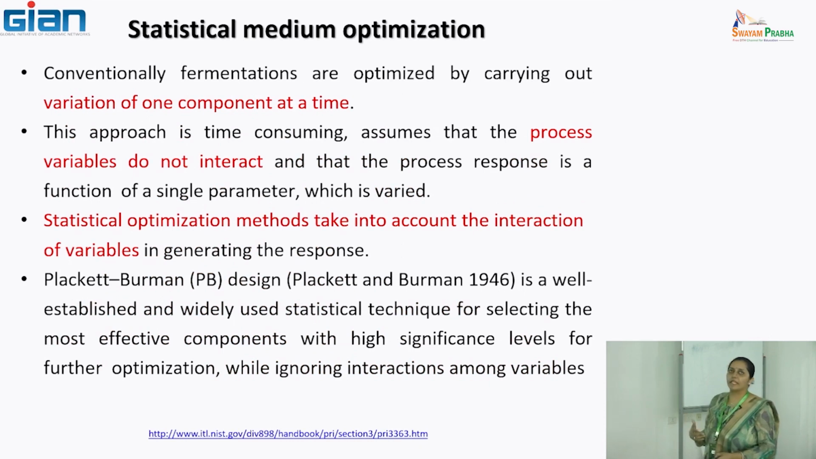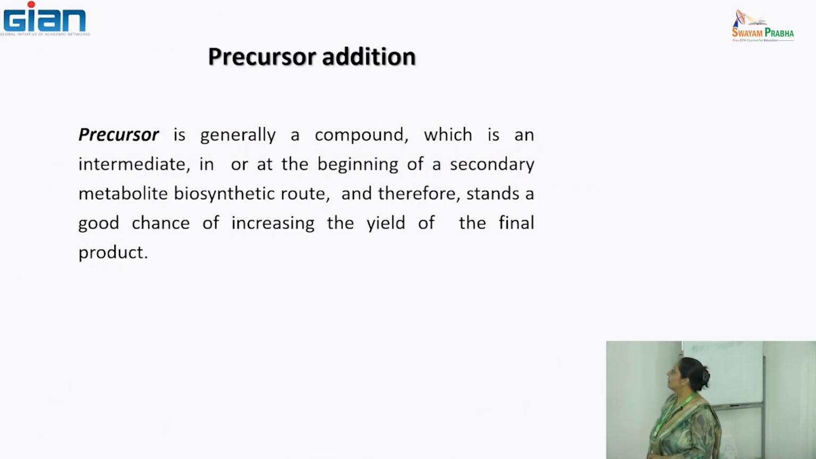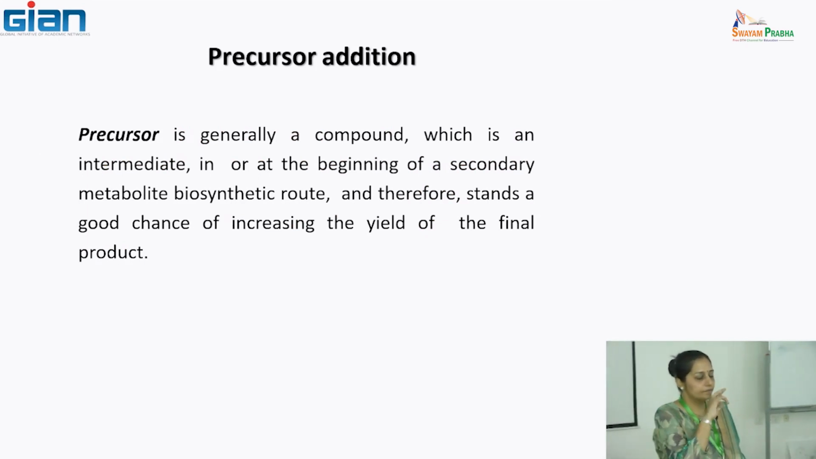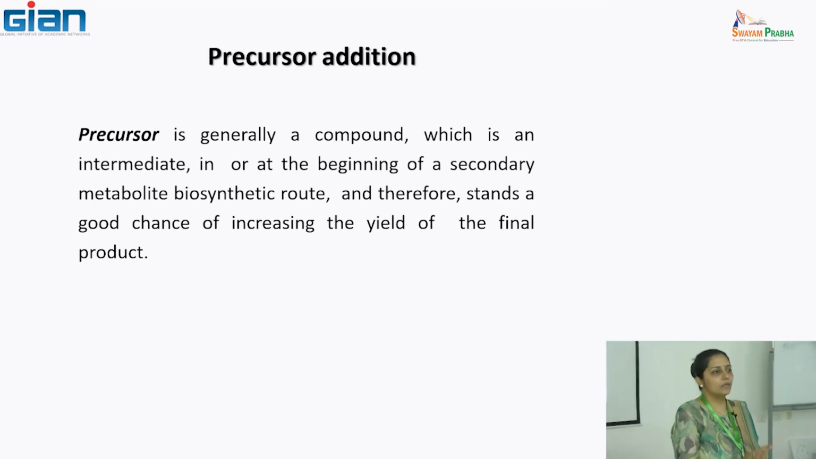Now, what should be kept in mind? I just spoke about how these statistical optimization tools can be used to reduce the number of hit and trial experiments needed to reach the optimum media composition. Now, let's say you have optimized the media, which includes your hormones also, and your major salts and micronutrients. So now that is done.